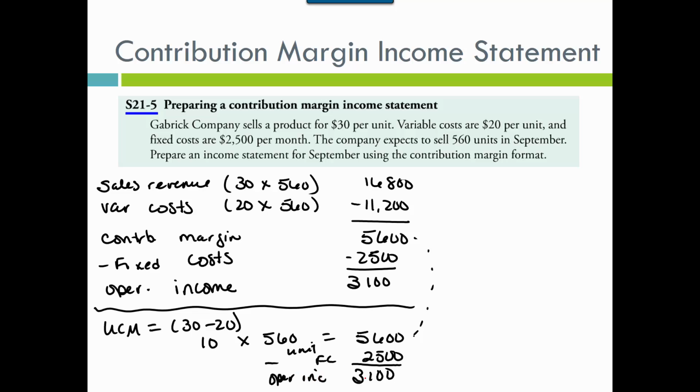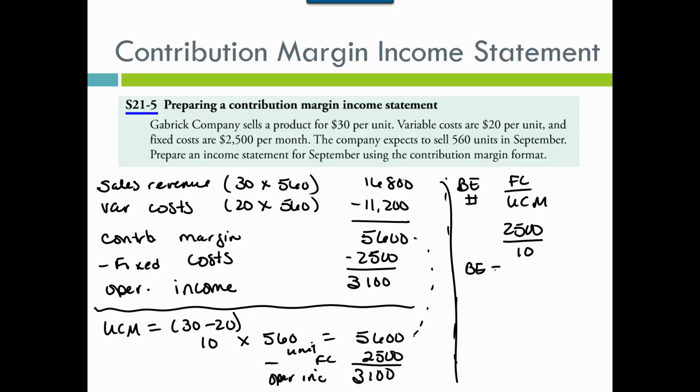And then the other way to get the same thing is I could skip, even though it hasn't asked me to do this yet, up to break even. So the break even in terms of number of units is the fixed costs over the unit contribution margin. So in this case, that's 2,500 over 10. So I have to sell 250 units to break even. I'm expecting to sell 560. In order to cover my fixed costs, I need to sell 250.